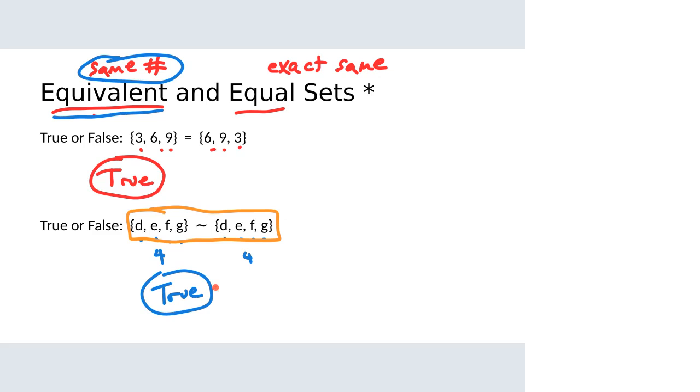What you might pull from there is that once we know two sets are equal, then they have to be equivalent. Because if they're the exact same elements, then they must have the same number of elements. That would be true. Any questions on what we did there? It's no longer a trick question. Now you know if we have equal sets that they must be equivalent.